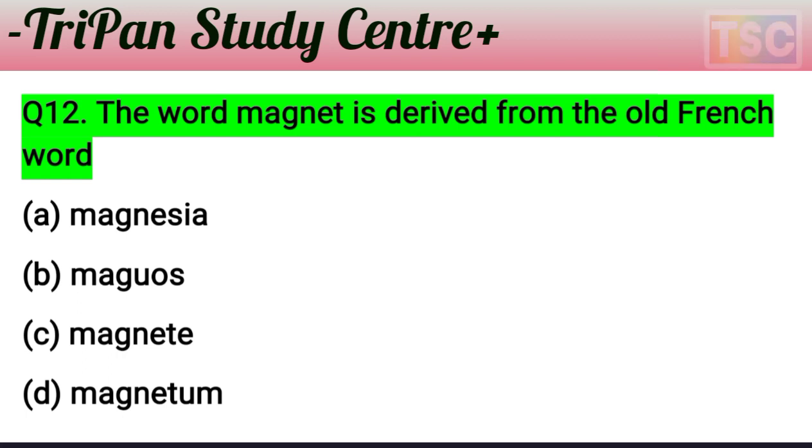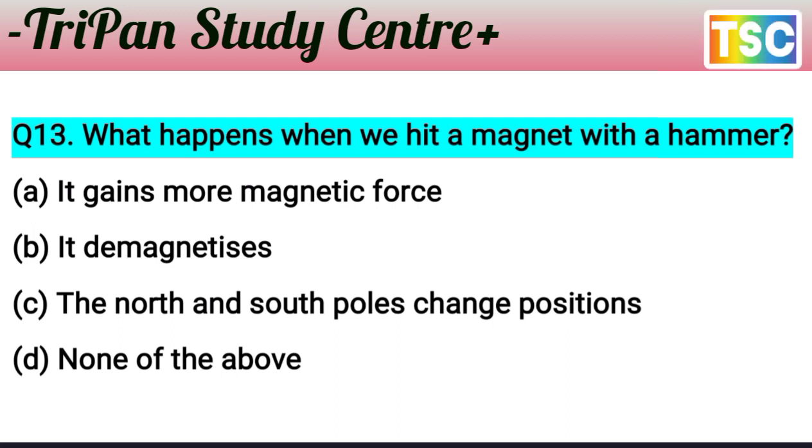The word magnet is derived from the old French word. It means option C is correct. Magnet. Option C, magnet, is correct. And let's see the next question here. Next question on your screen.